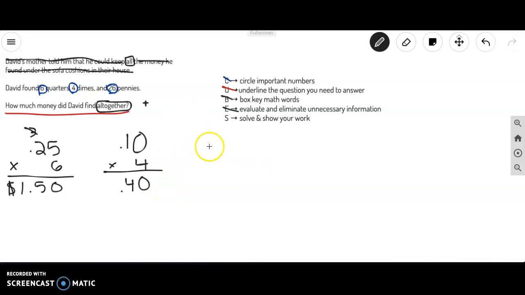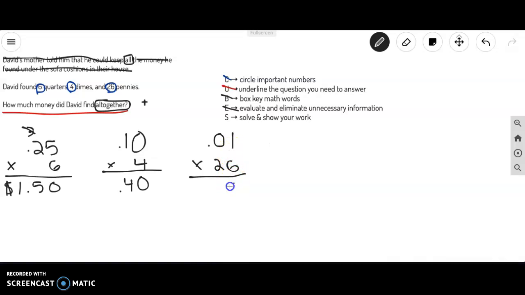Next is our 26 pennies. So we know pennies are worth 1 cent. And we're going to multiply that times 26. 6 times 1 is 6. 6 times 0 is 0. And this is just like 2 by 2 multiplication, so I'm going to be following those steps. 2 times 1, placeholder, I'm sorry. 2 times 1 is 2. 2 times 0 is 0. So I can now add 6 plus 0. 0 plus 2 is 2, so 26. Bringing my decimal down, we have 2 places, so 26 cents.